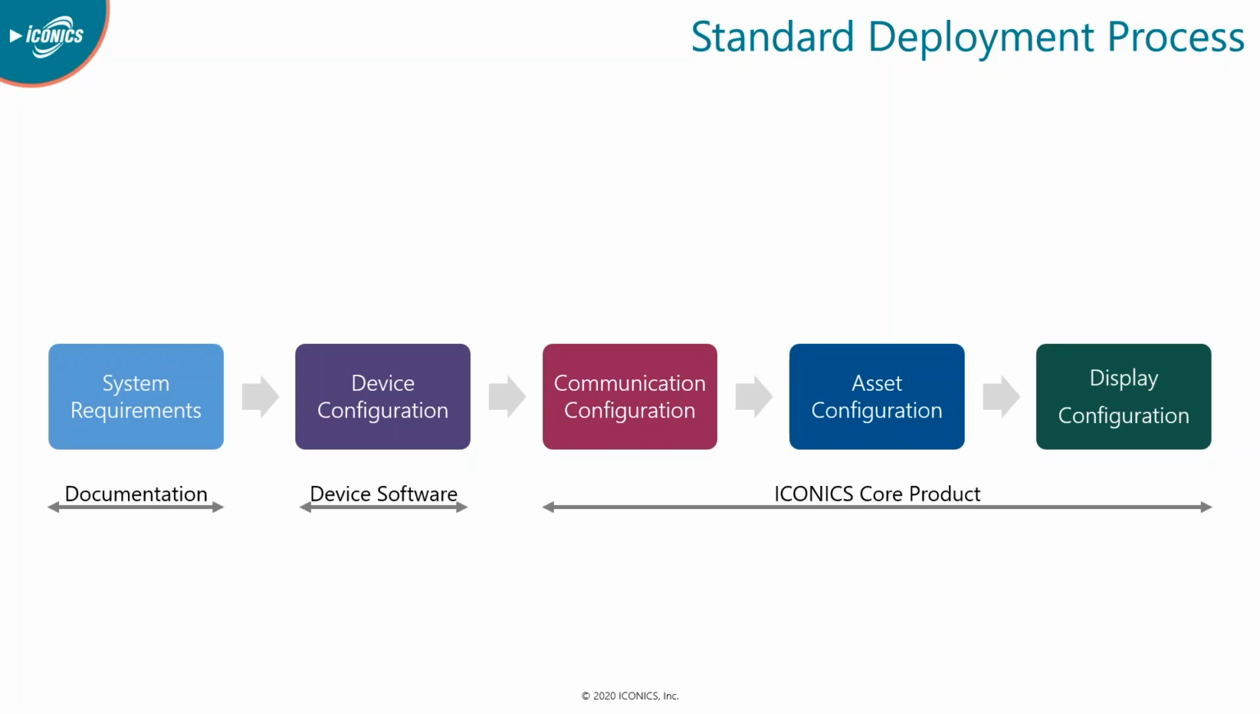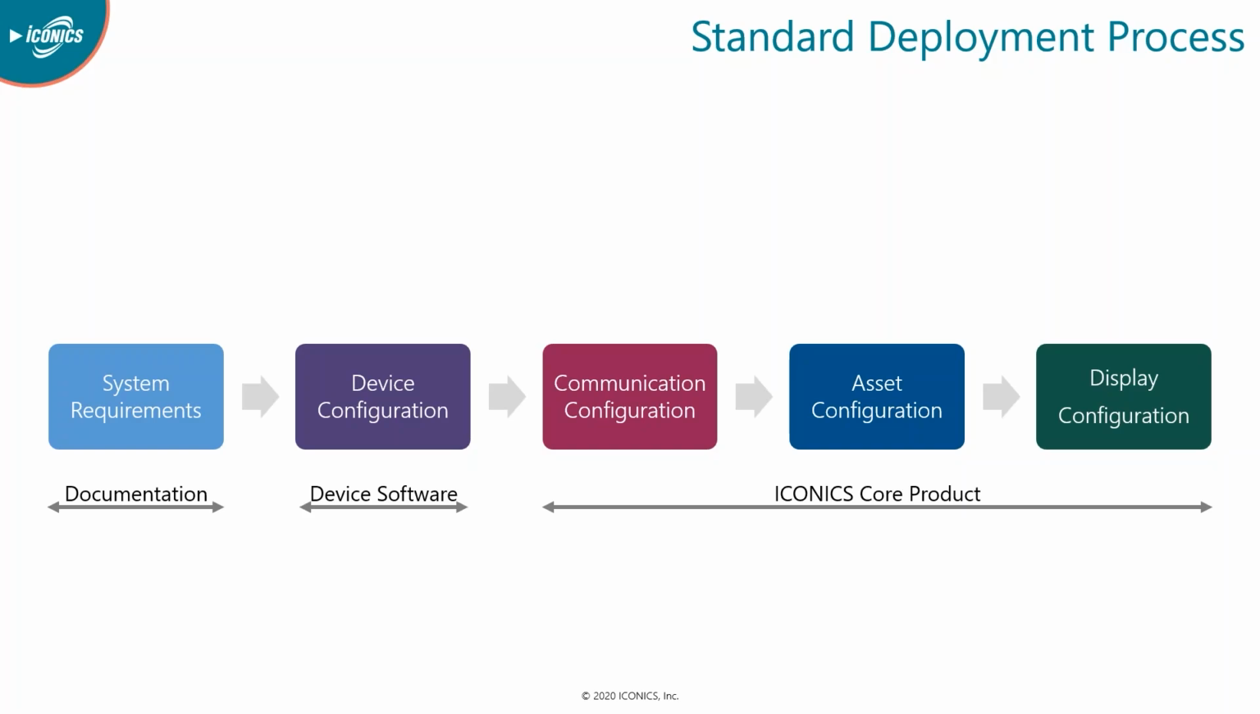We identify some system requirements. What kind of site do we want to deploy? What kind of system do we want to deploy? Which is really, in effect, a documentation exercise. Then there may be a device configuration activity, which will be done by the PLC engineers. And then effectively, there are 3 stages in the Iconics core product, which is basically the configuration of the communication, i.e. how do we talk to our PLCs or to our outstations. Then how do we create the assets that go with that, and a certain level of display configuration.